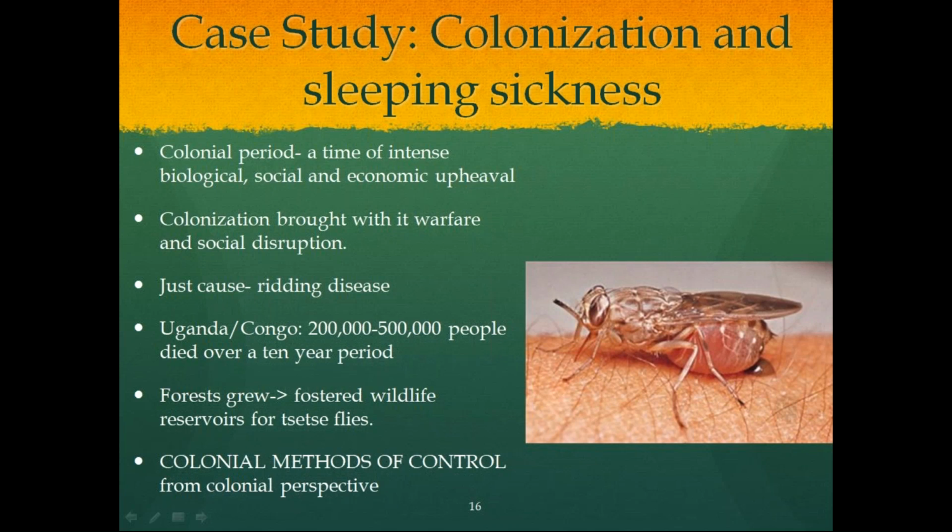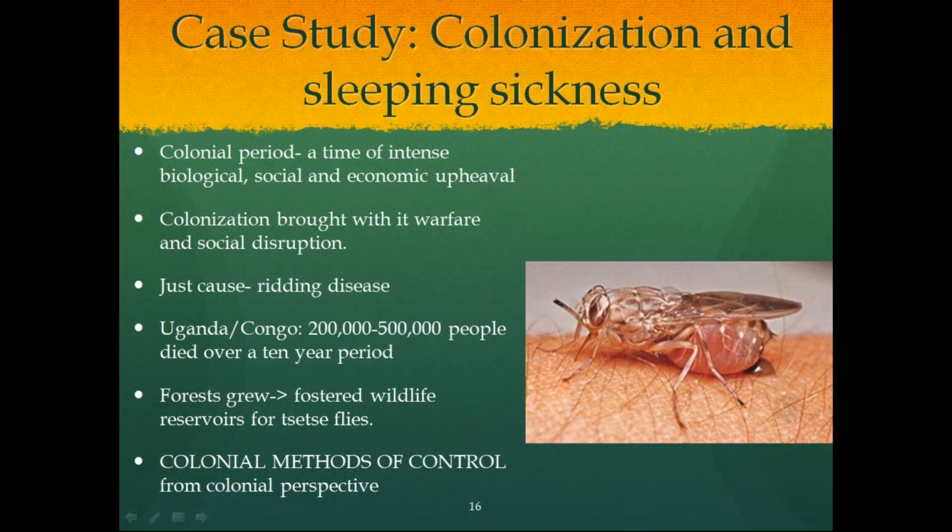As there's all this social upheaval and movement of populations, and not necessarily the same attention given to land, the forests grew. It fostered wildlife reservoirs for tsetse flies. As you start to urbanize and clear forests, it condenses the potential environment for them. If you have one tsetse fly or two, that's not a problem. But when they breed and you have millions in one small place, well, then that's a problem, right?